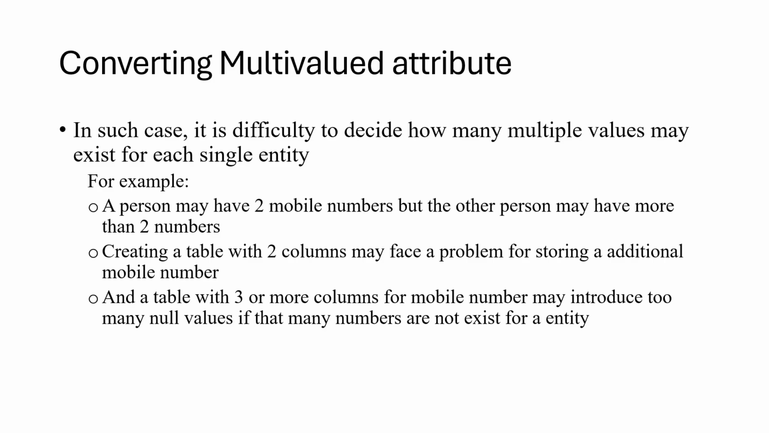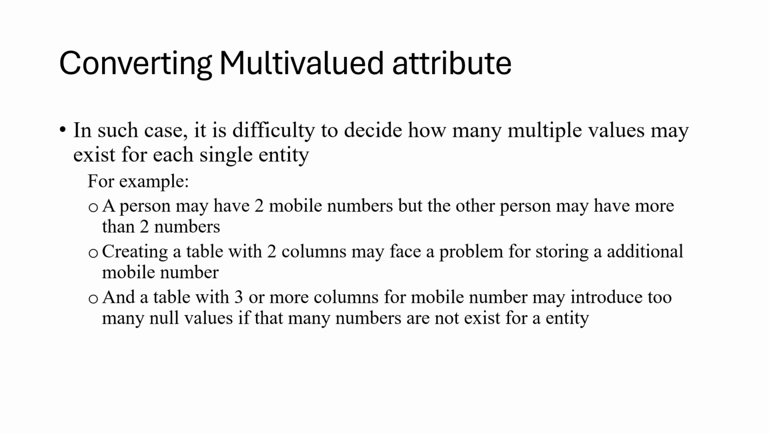So if I am taking two phone numbers, then there may be a situation where a person has a third number. So in that case, there is insufficient storage for the third number. And suppose if a person has only one phone number, then in that case there are chances of introducing too many null values. So to avoid such a situation, it is advised to separate the multi-valued attribute into a separate entity set. Now, while converting the multi-valued attribute, we have two steps.